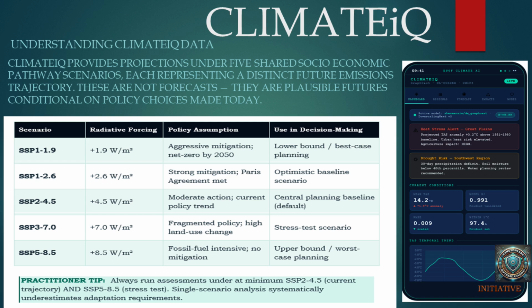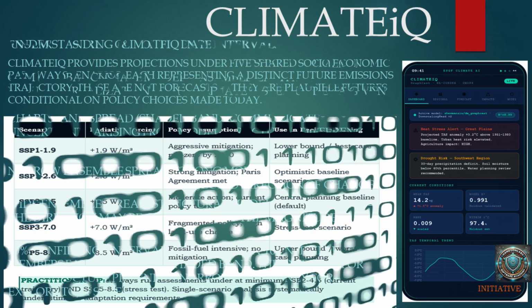Alright, so we have SSP1-1.9, SSP1-2.6, SSP2-4.5, SSP3-7.0, SSP5-8.5. Then you have the columns radiative forcing, and the policy assumption we use in decision making. Now, you should always run these assessments under a minimum of SSP2-4.5, the current trajectory, and the SSP5-8.5 stress test. Single scenario analysis systematically underestimates adaptation requirements.